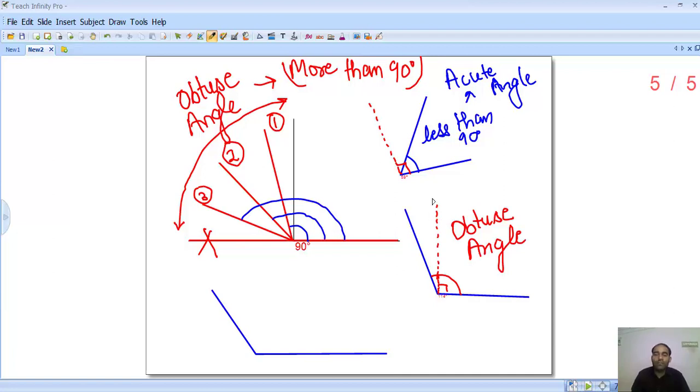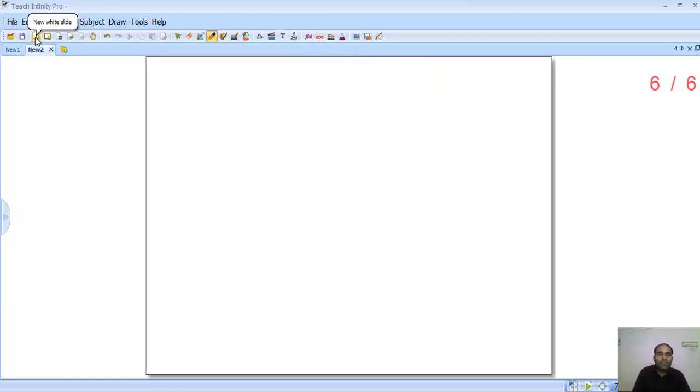Okay, good. And now this one. Let's draw 90 degrees, then you will be able to recognize it easily. So now you can see this is 90 degrees, but it is going farther than 90 degrees, so it is greater than 90 degrees, so it is an obtuse angle. Okay, great. Now let me take another slide.